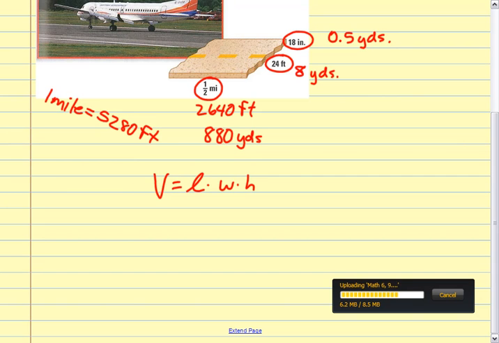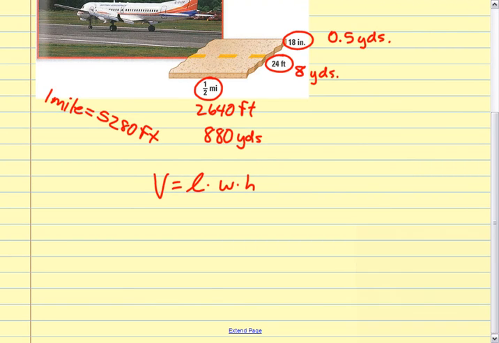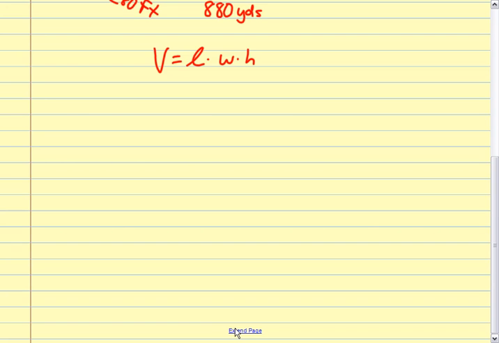Okay, now, who was it that gave me the formula? Monroe, you just gave me the formula, right? You said that the volume of a box or a prism like this is going to be length times width times height. Okay?